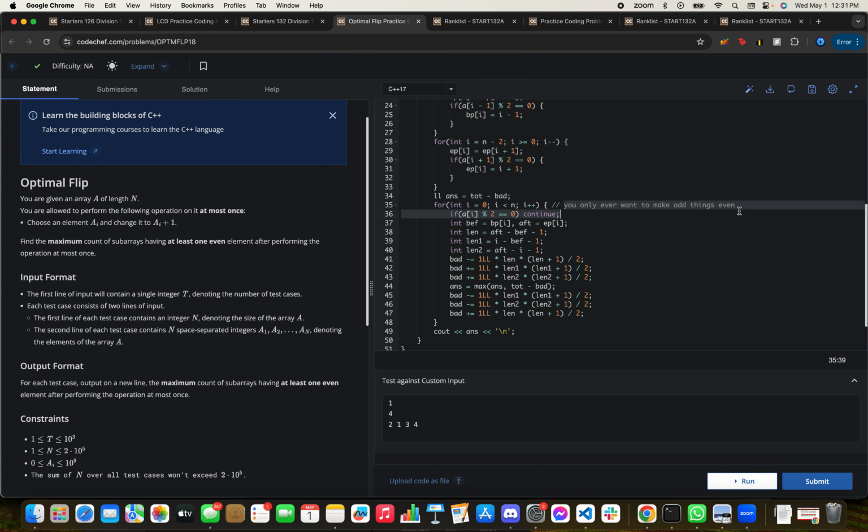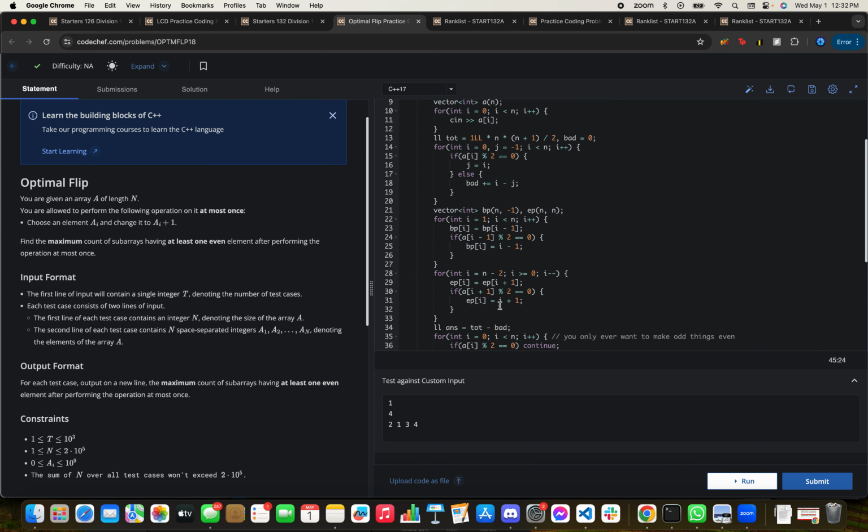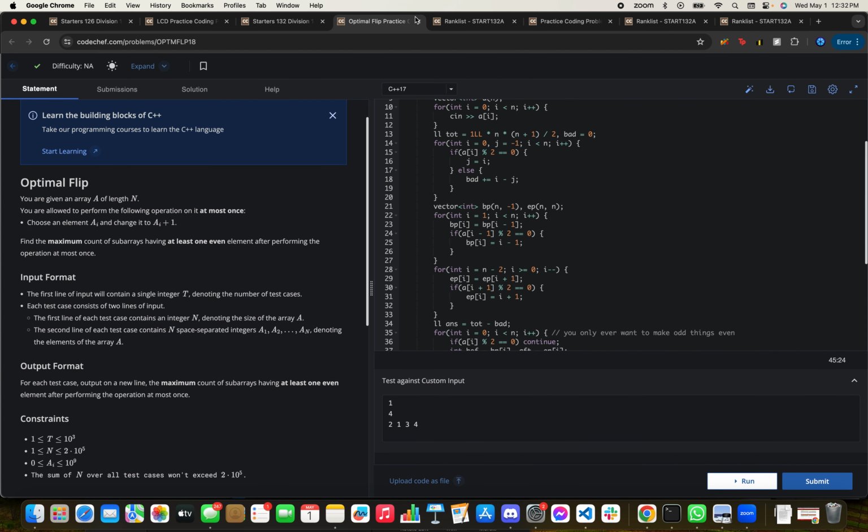And I guess the observation is that you only ever want to make odd things even, just intuitively. So it just turns into a problem of you have two ranges, merge them, and then recompute the number of bad subarrays. Yeah, that's kind of it.